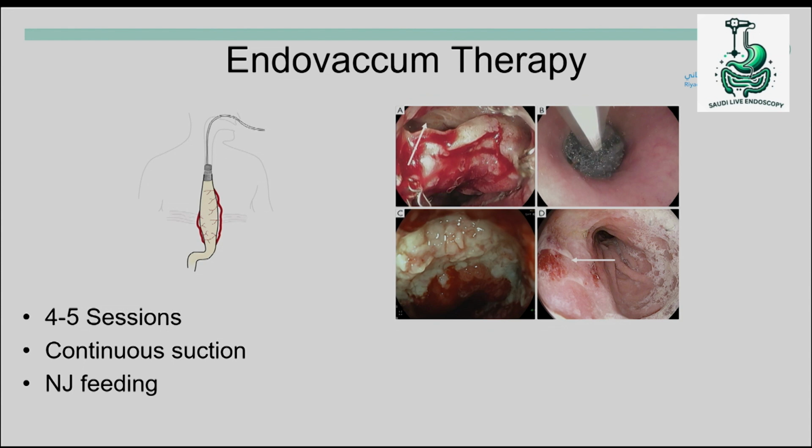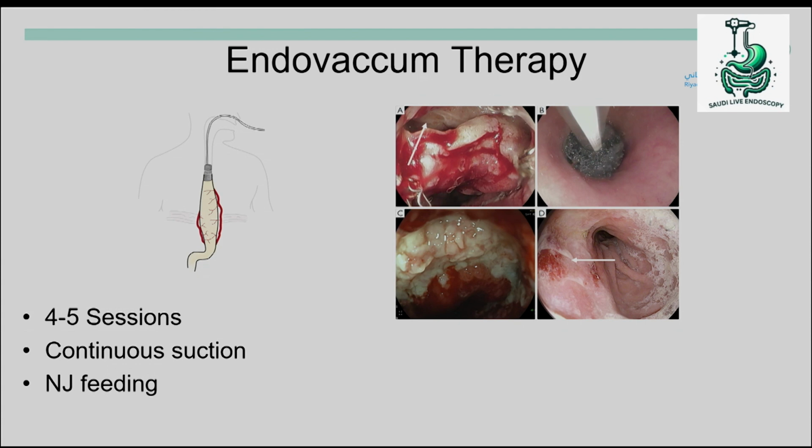Endovacuum therapy, I won't talk about it much because I really don't like it. I know this is against many of the expert views right now, and it could be due to the type of cases that I see. I know endovacuum therapy is excellent in patients who have mediastinal leaks, because in the thorax you have the negative pressure, so if you put a pigtail, it won't help, it won't drain any leak cavity, so it's excellent in these situations.